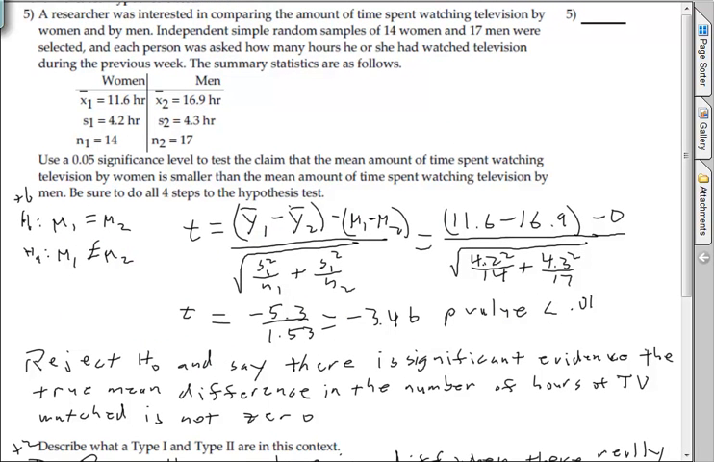How about number 5? This is the difference between 2 means. So our null hypothesis is the two means are equal: men and women watch TV the same. Our alternative is that they're not the same. And then we calculate our t-statistic. We get negative 3.46. And if you look up negative 3.46, how many degrees of freedom are there?